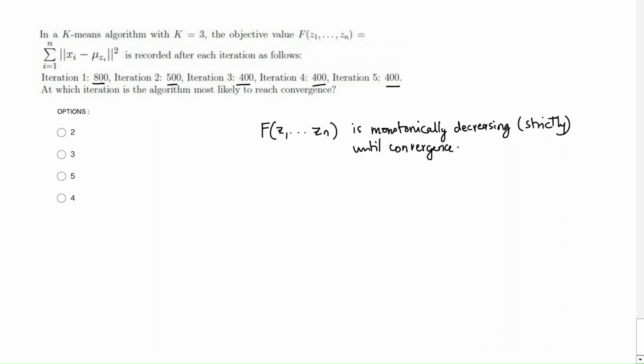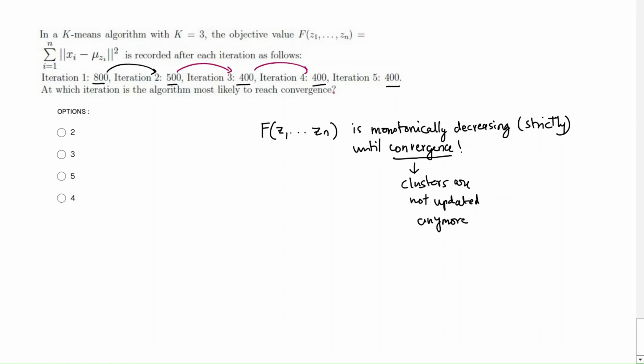What do I mean by convergence? By convergence, I mean that the clusters are not getting updated anymore. Convergence means that clusters are not updated anymore. And here you can see that from 800 to 500 they have changed. From 500 to 400 they have changed again, but after this it is not changing anymore.